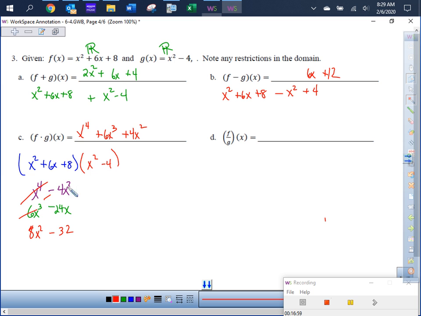And minus 24x minus 32. Nobody got kicked out of this party either, even when they multiplied, because nobody went down to the basement, and there were no even radicals to start with. But now it's time for the divide, and this is where people are getting kicked out. So F is x squared plus 6x plus 8, and G is x squared minus 4.